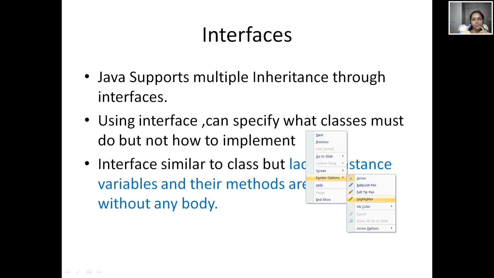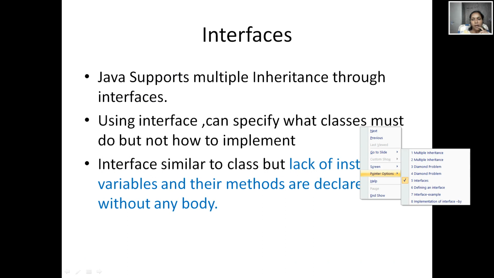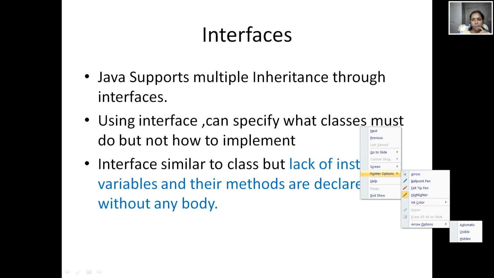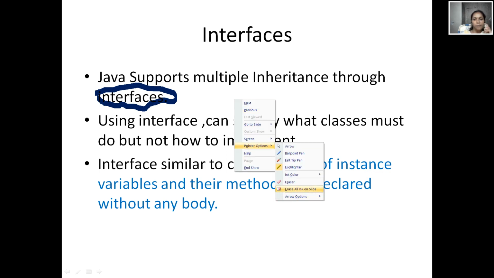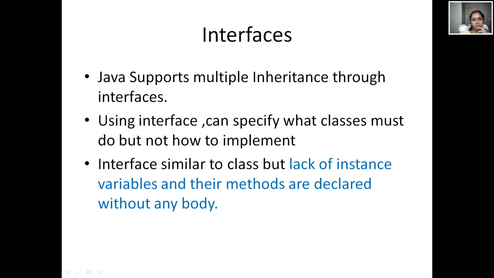Yes, I can use the interface concept to implement multiple inheritance. What is an interface? You know what an abstract class is. An abstract class is a collection of abstract methods as well as normal methods. An interface is completely a collection of abstract methods and final static variables.